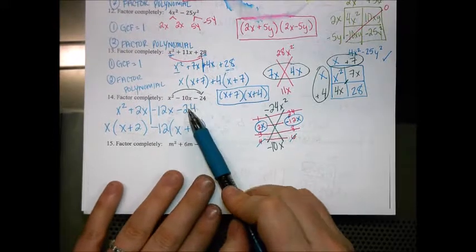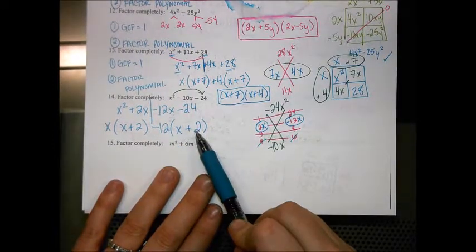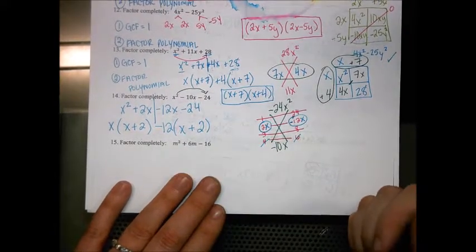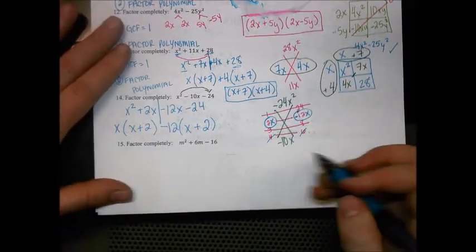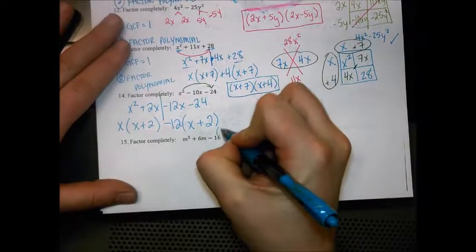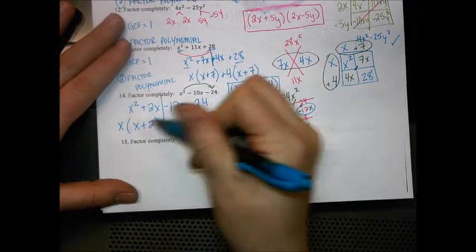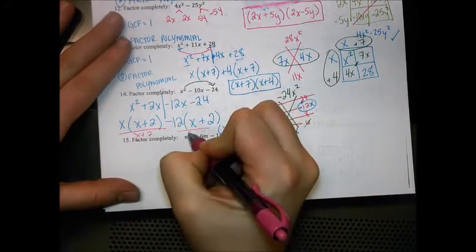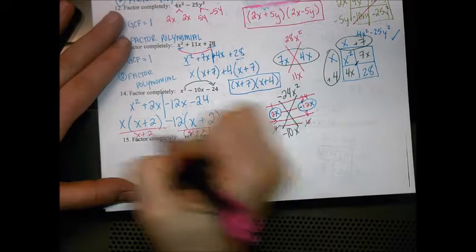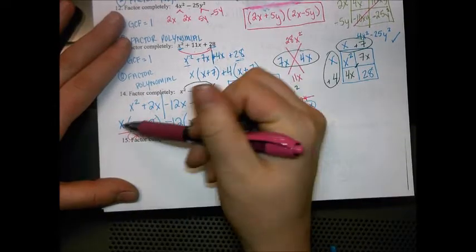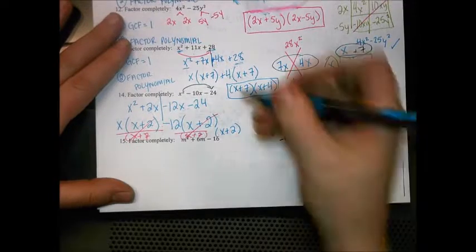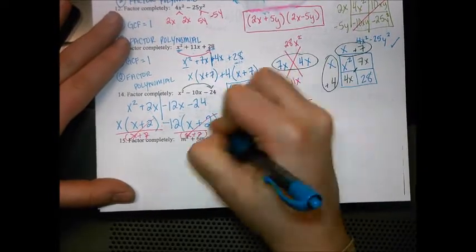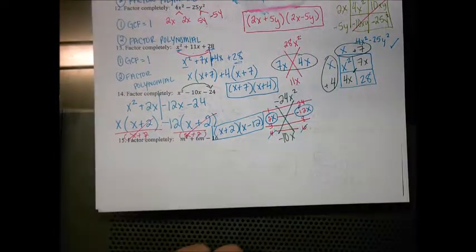Make sure you're doing negative divided by negative gives you a positive. So you want to take out a negative 12 as your common factor. Then my answer is x plus 2 times whatever's left over. So after you divide x plus 2 out of each of these, then you're left with x and negative 12. So x minus 12. And that is your answer, x plus 2 times x minus 12.